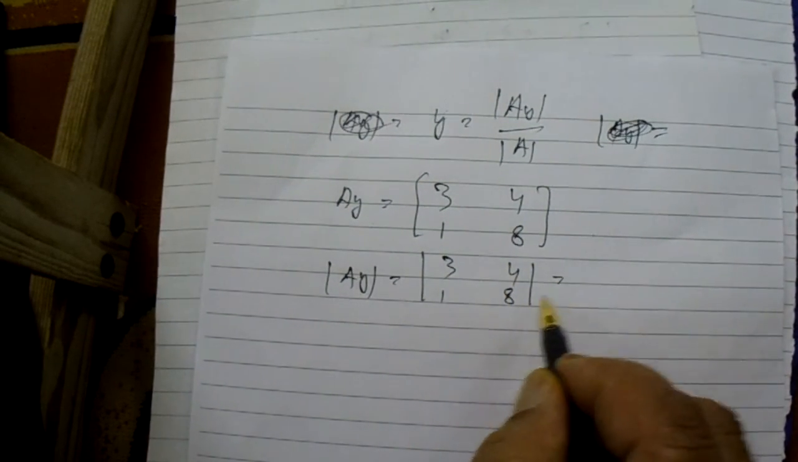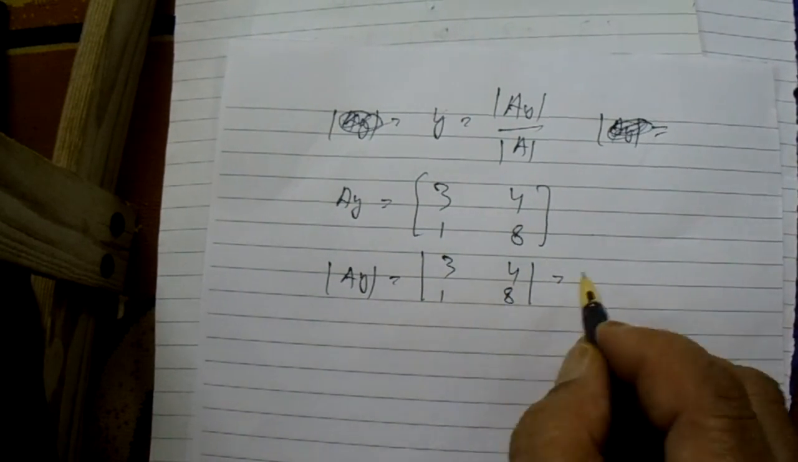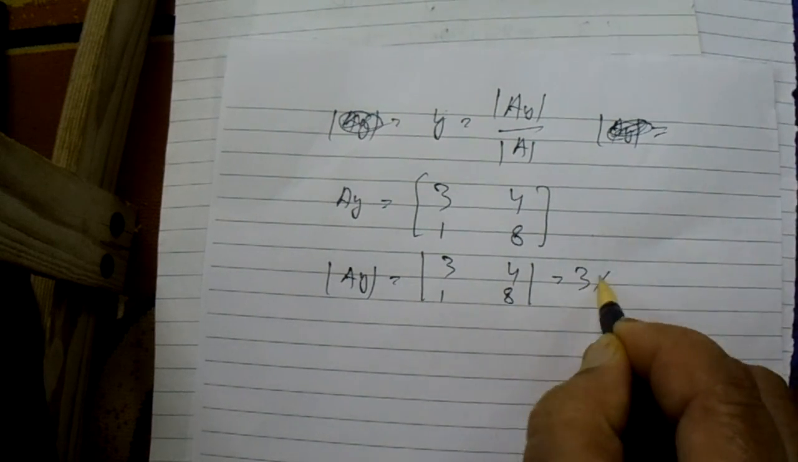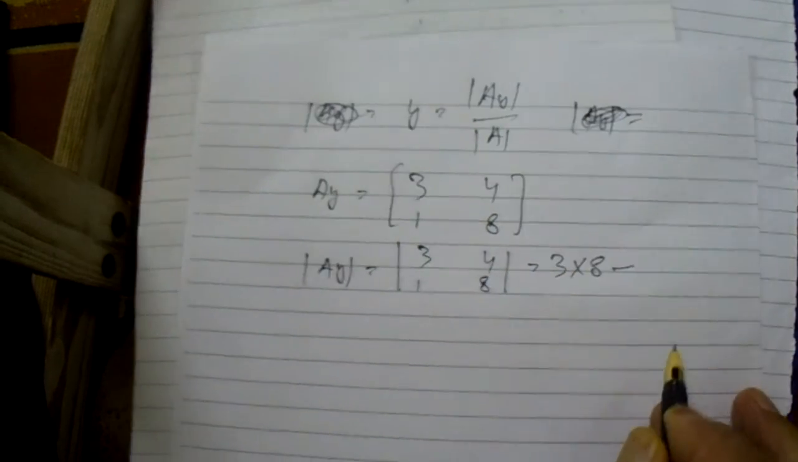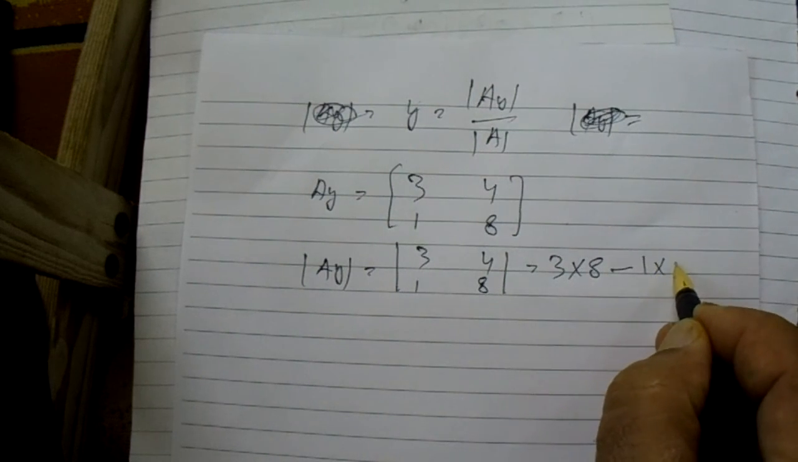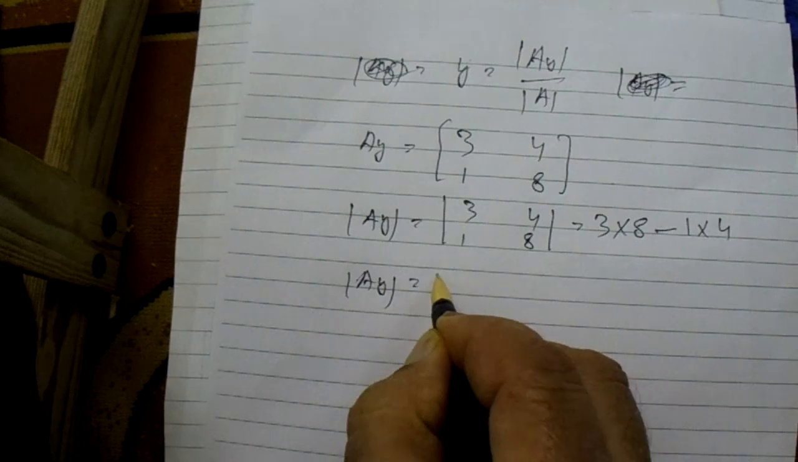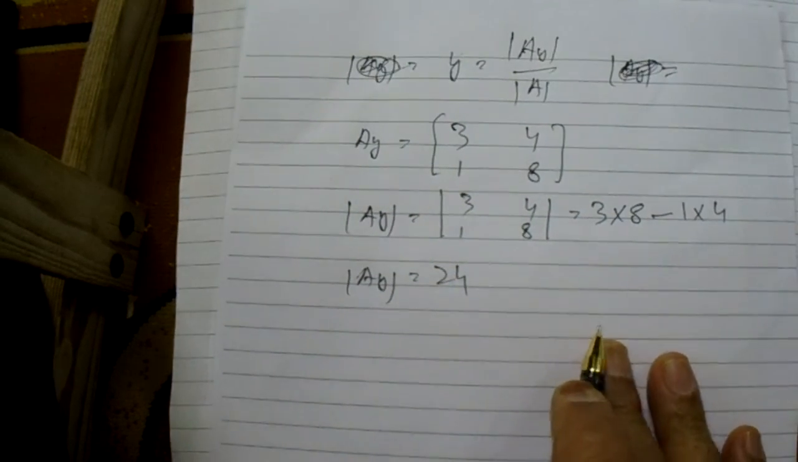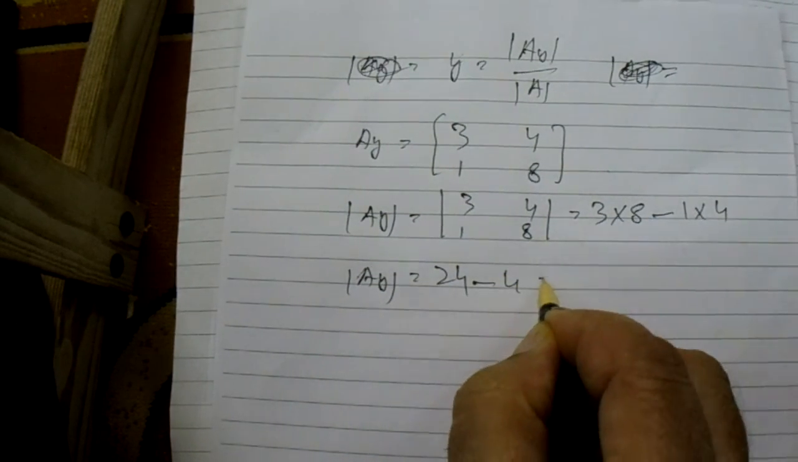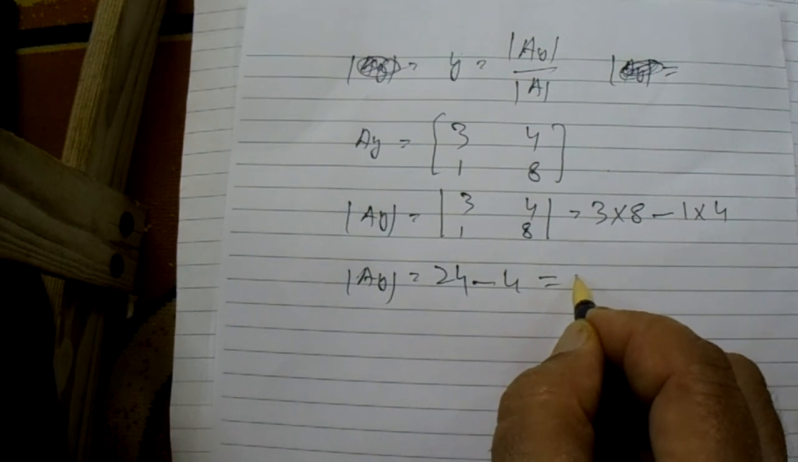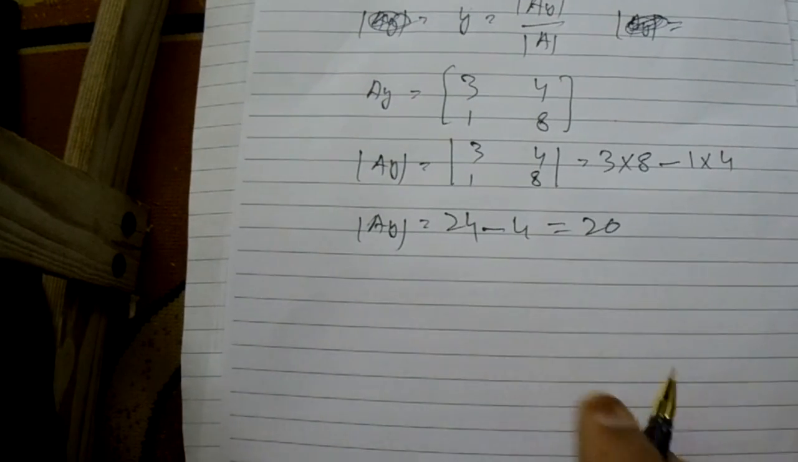This is equal to 3 multiplied by 8 minus 1 multiplied by 4. Determinant AY is equal to 24 minus 4, which is equal to 20. Now AY is equal to 20.